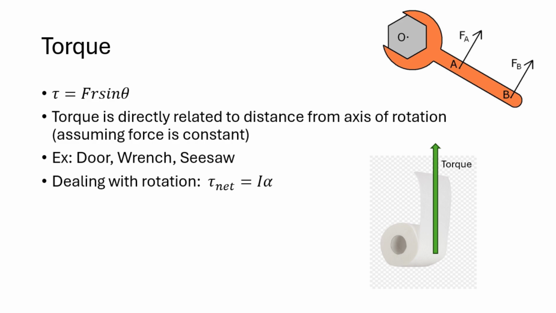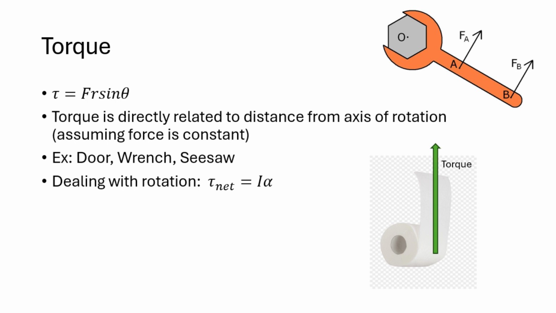Have you ever wondered what makes objects rotate? What causes a door to swing open, or maybe a wrench to tighten a bolt? The answer is actually a fundamental concept, and it is torque. Now let's start by defining torque and understanding the equation behind it.